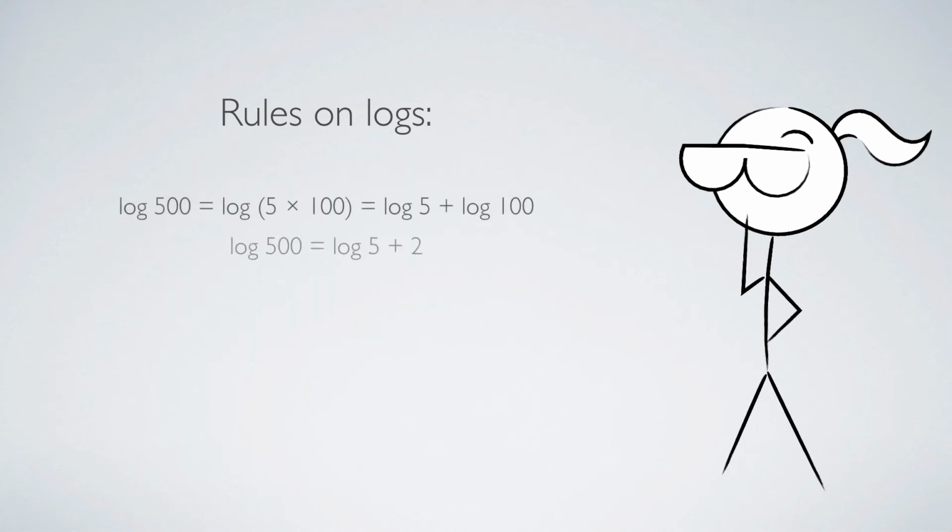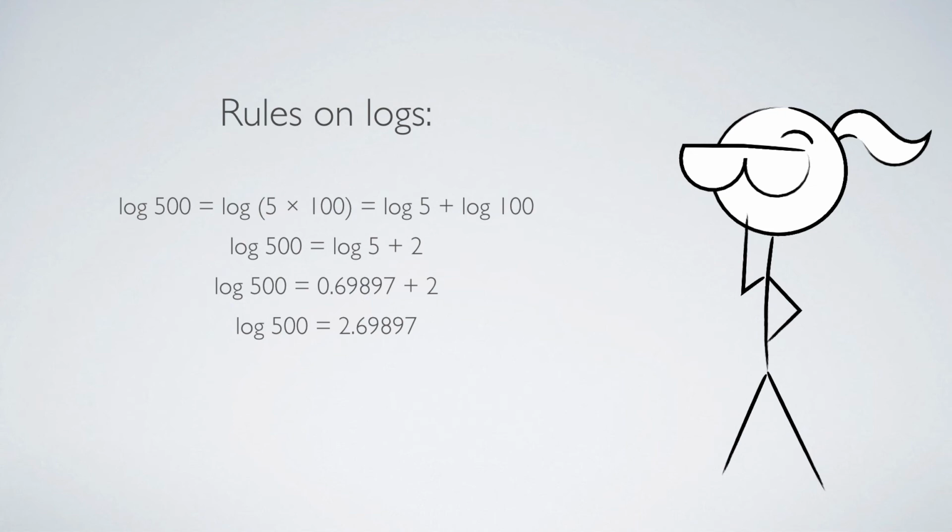So just a quick example, here I'm calculating the log of 500. Well, I can say that the log of 500 is the same as the log of 5 times 100. Or I can split that down into the log of 5 plus the log of 100. Now, because I haven't written the base afterwards, I know that this is log to the base 10. And so the log of 100 in base 10 is 10 to the 2, or the log of 100 is 2. So now I've simplified the log of 500 to the log of 5 plus 2.